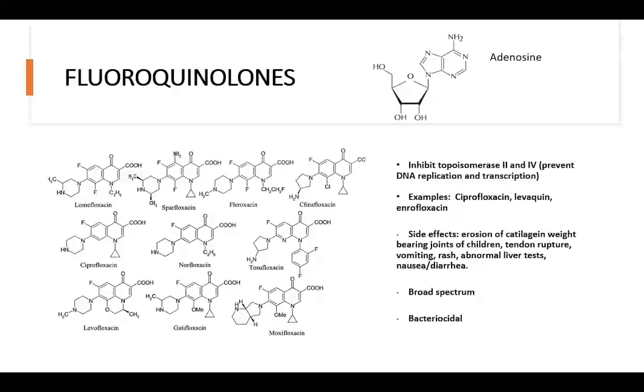So why is that important? Well, it inhibits topoisomerase 2 and 4, so it prevents DNA replication and transcription. Topoisomerases unwind things and pull them apart, and they're really handy and cool things. Examples: ciprofloxacin and Levaquin are the common ones. Ciprofloxacin is probably the more common one, and enrofloxacin also.